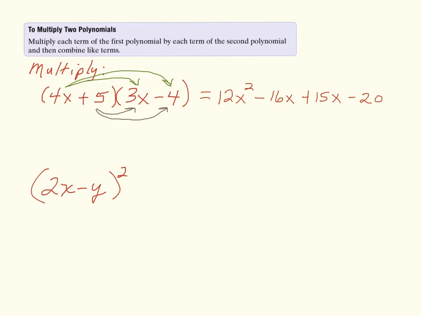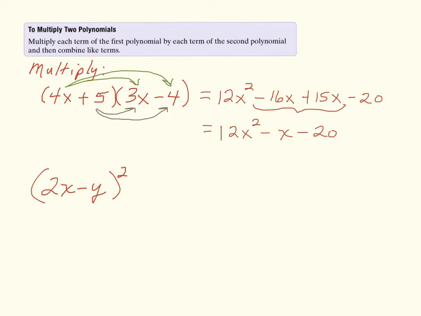Now, we have four terms, but if you look at the two in the middle, they are like terms. So we can combine those. So we end up with 12x squared minus x minus 20. And from here, we can't simplify it anymore. We've combined all the terms, and there we have it.